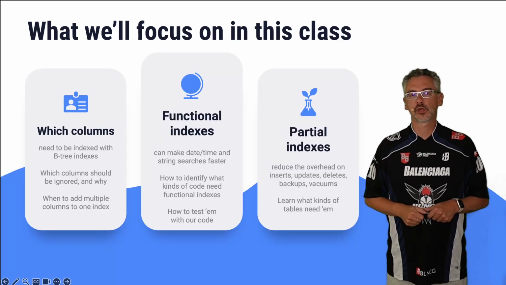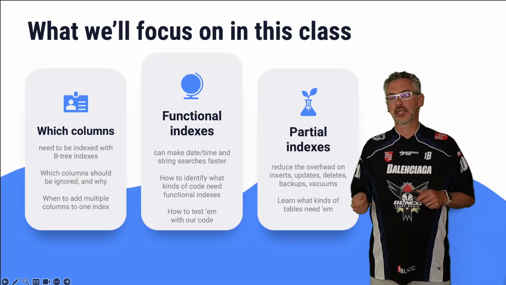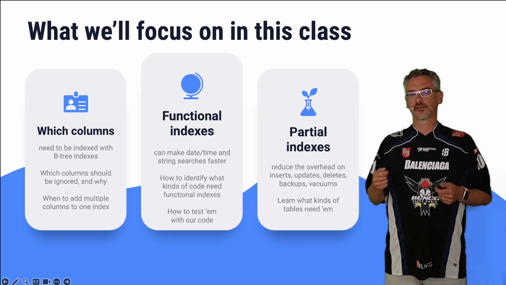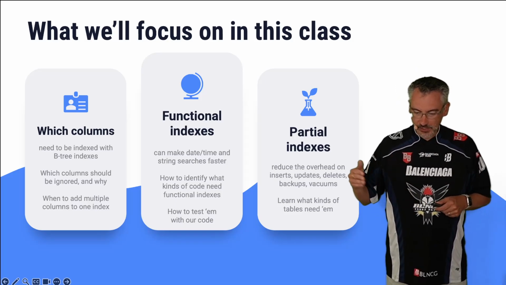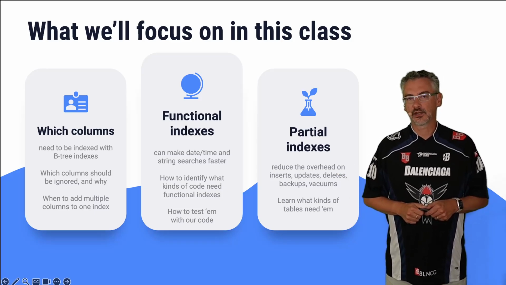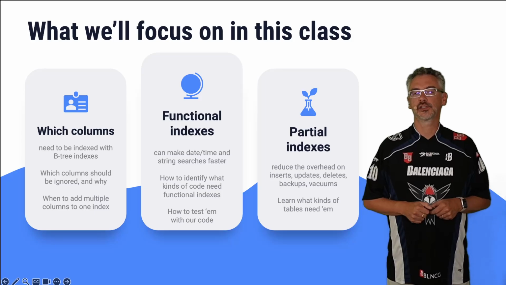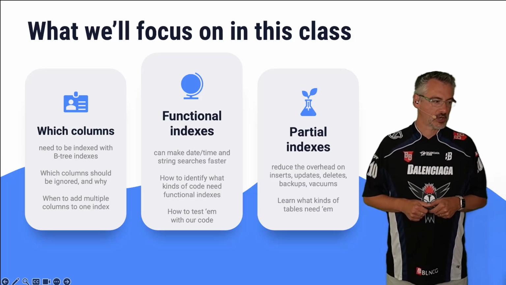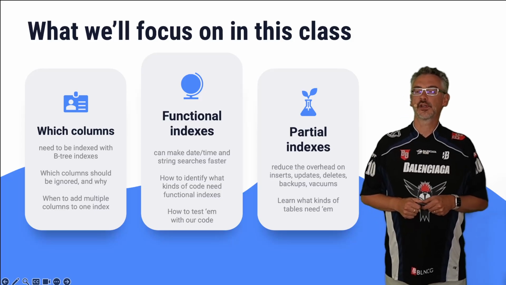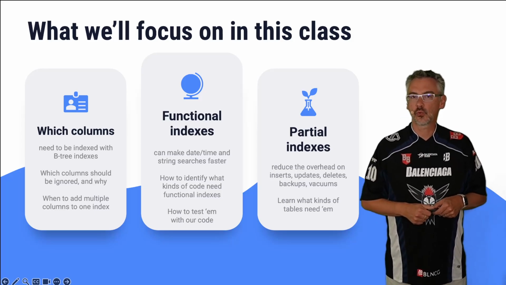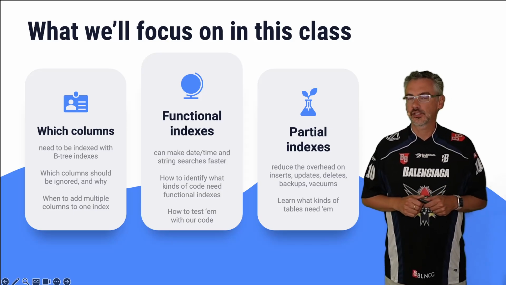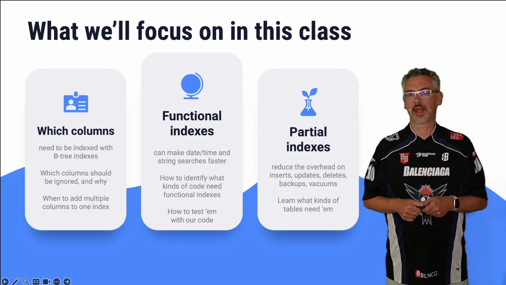In this class, we're going to start with looking at which columns you need to index and why Postgres makes such great use of single column indexes, and when it's time to start adding multiple columns to the same index. Then we're going to dig into functional indexes and the kinds of queries that need them. We'll talk about date time queries, talk about string queries. Then we'll finish up with partial indexes as well, and show you how indexes can reduce the overhead of vacuum and make your inserts, updates, and deletes not suck so bad.